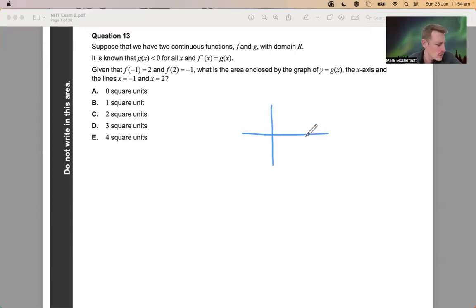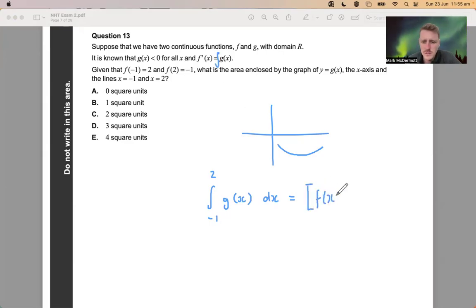Let's think. So we've got some curve. We've got g of x is less than 0. So something like this for all x. Given that f of -1 equals 2 and f of 2 equals -1, what is the area enclosed by the graph of y equals g of x? Okay, I've done this before, but I need to sort of write it down to make some sense of it. So from -1 to 2 of g of x dx, we know that, if we integrated that, we would get f of x. So we know that this is equal to f of x integrated between -1 and 2.